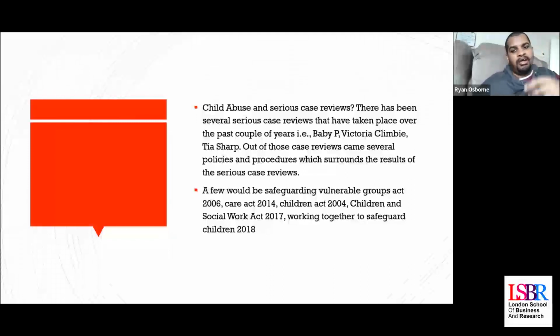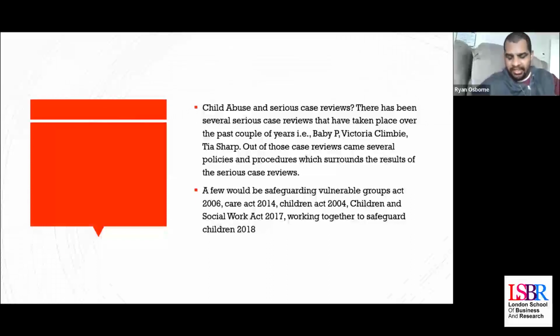So a few here listed, a few of the ones would be the Safeguarding Vulnerable Groups Act 2006. That act came in 2006 because they have to safeguard different types of vulnerable groups. So let's think of it: children who may have a disability, vulnerable adults, and you may have other different types of vulnerable groups as well. But that is what that aspect of the act is.